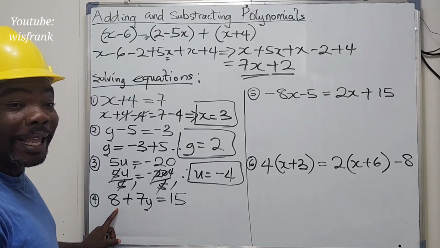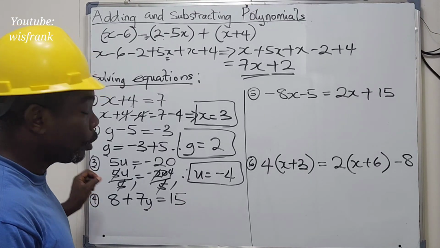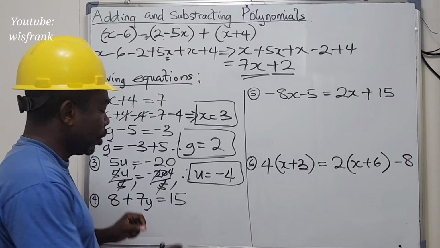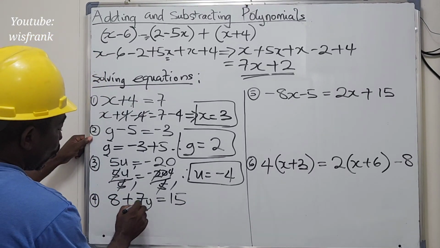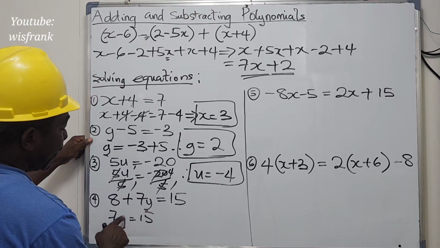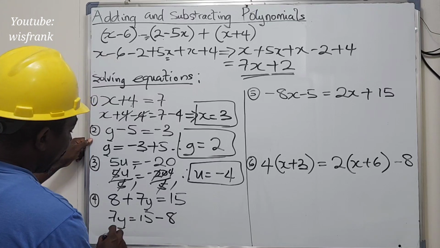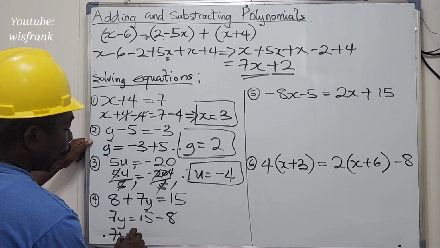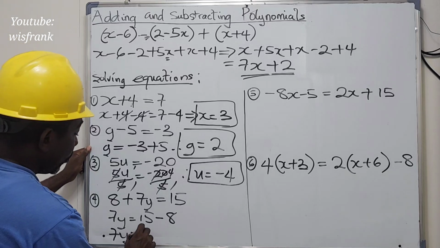Number 4 says 8 plus 7y equals 15. So the first one, we need to collect like terms. So we need to transpose 8 to the right hand side. So when we transpose that, we have 7y equals 15. 8 will become minus 8. Therefore, we have 7y equals 15 minus 8, which will become 7.